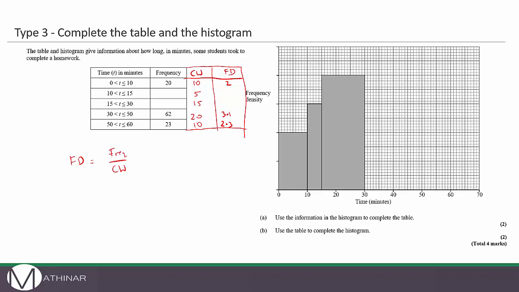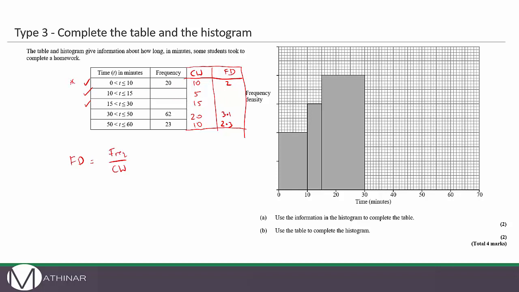Okay, now we've done all we can by just looking at the table. So now we need to look at what we have in the histogram. Now we have 3 bars in the histogram that are drawn for us. We have the bar going from 0 to 10, that's this one. We have the bar going from 10 to 15, which is this one. And we have the bar going from 15 to 30, which is this one. Now if you look at the 3 rows, can you see row 2 and row 3 are incomplete? However, row 1 is complete.